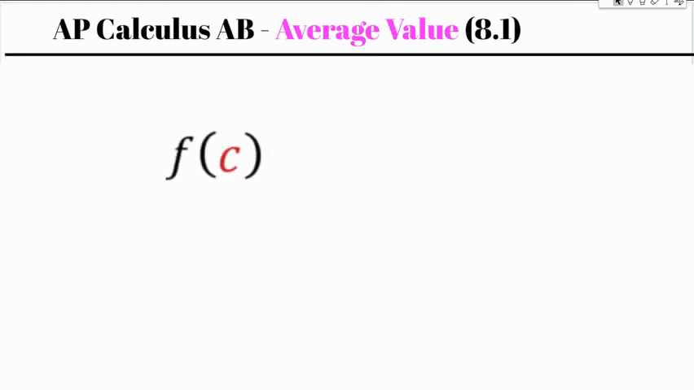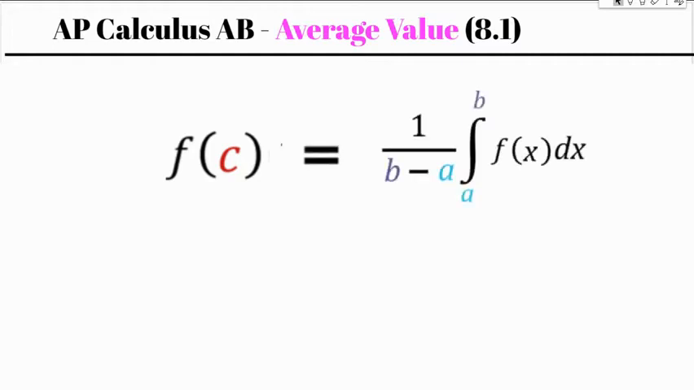The average value of a function is f of c such that it is equal to 1 over b minus a times the integral from a to b of the function. Now this actually does look like sort of an arithmetic average.